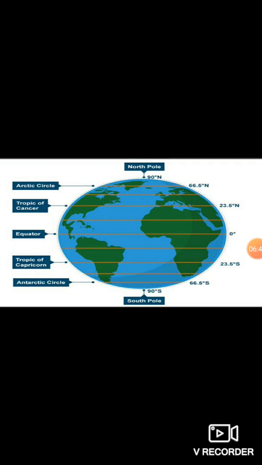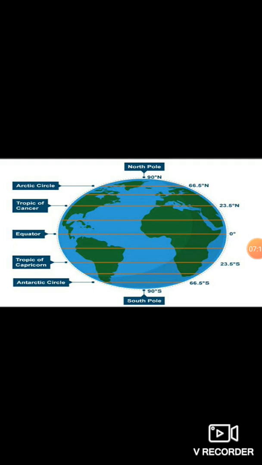Clear? Which are they? Tropic of Cancer, 23.5 degrees north. Tropic of Capricorn, 23.5 degrees south. Arctic Circle, 66.5 degrees north. Antarctic Circle, 66.5 degrees south. I think clear? Okay. Shall we move to the next topic?